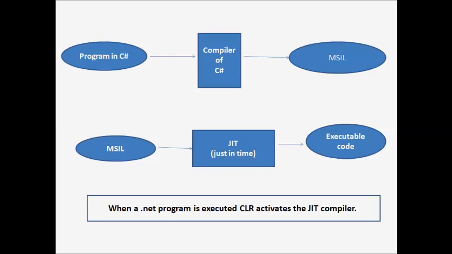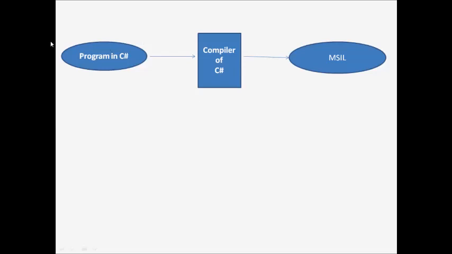Welcome back. In the previous tutorial we studied that in .NET Framework the program is compiled into executable code in two phases. In the first phase, the program is translated into MSIL code. MSIL means Microsoft Intermediate Language code. So in the first phase in .NET Framework, the program is compiled into MSIL code by the compiler of the programming language in which the program is written, right?